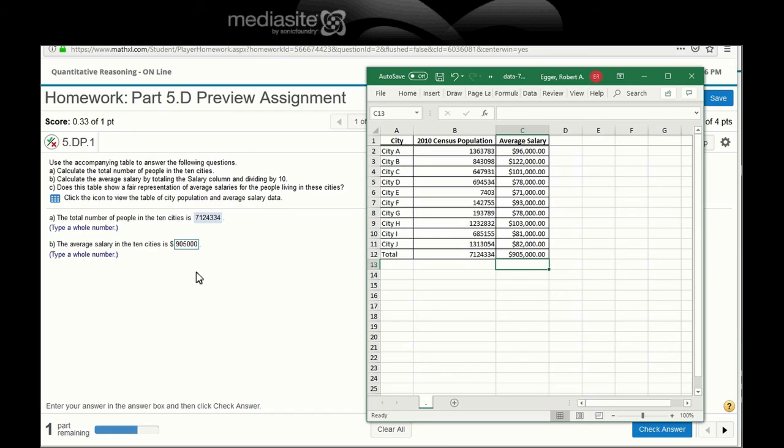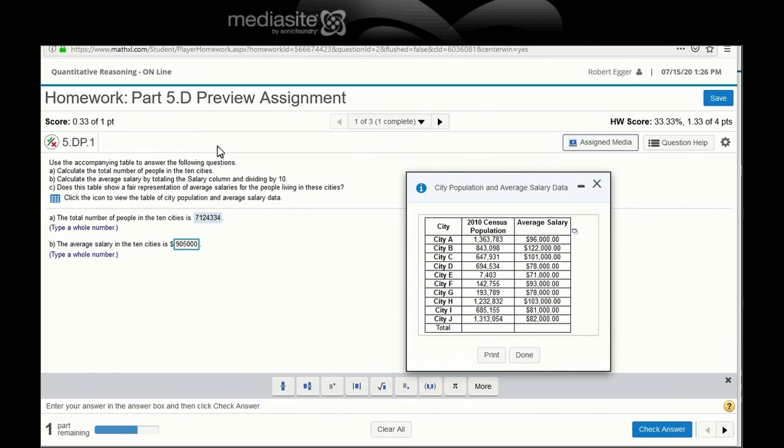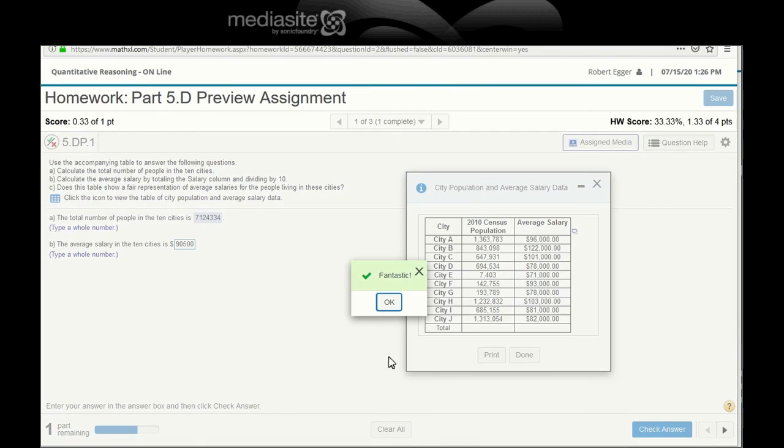All right, so I guess we want the average of the averages. Which means we've got to take this number divided by 10. So it's not 905,000, it is 90,500. Is that better? Yes, it is.